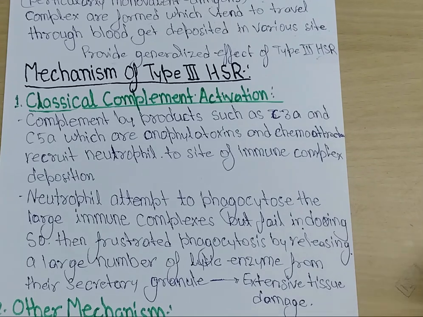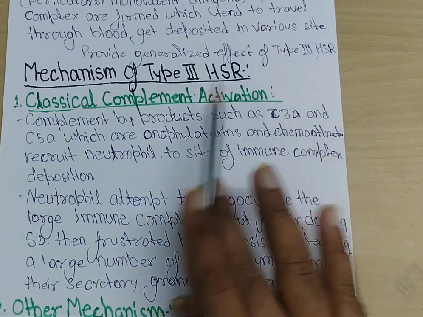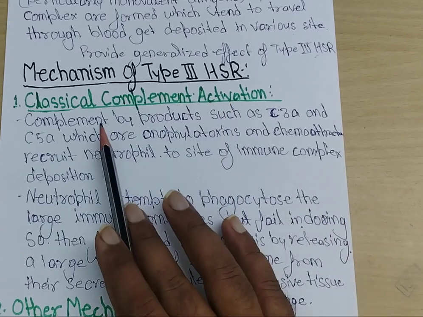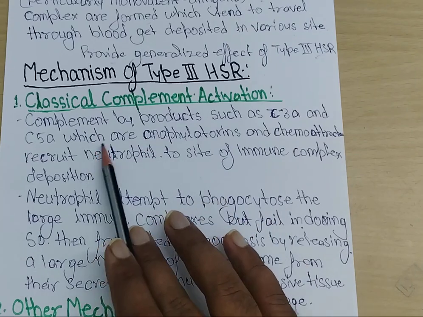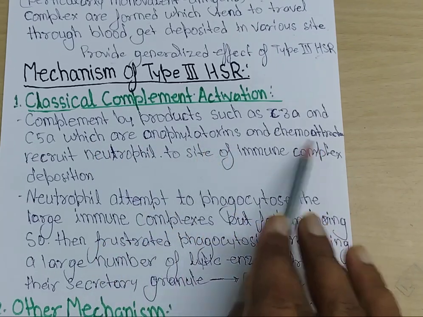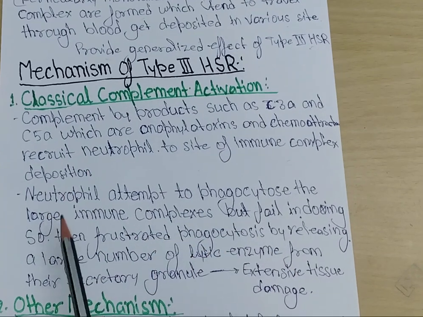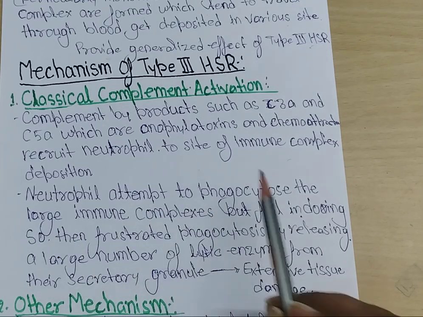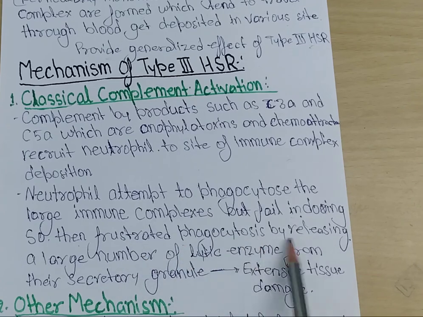Mechanism of type 3 hypersensitivity reaction. Mainly two mechanisms are followed. First, classical complement activation. Here complement byproducts such as C3a and C5a, which are anaphylatoxins and chemoattractants, recruit neutrophils to the site of immune complex deposition. Then neutrophils attempt to phagocytose the large immune complexes but fail in doing so. This is frustrated phagocytosis.